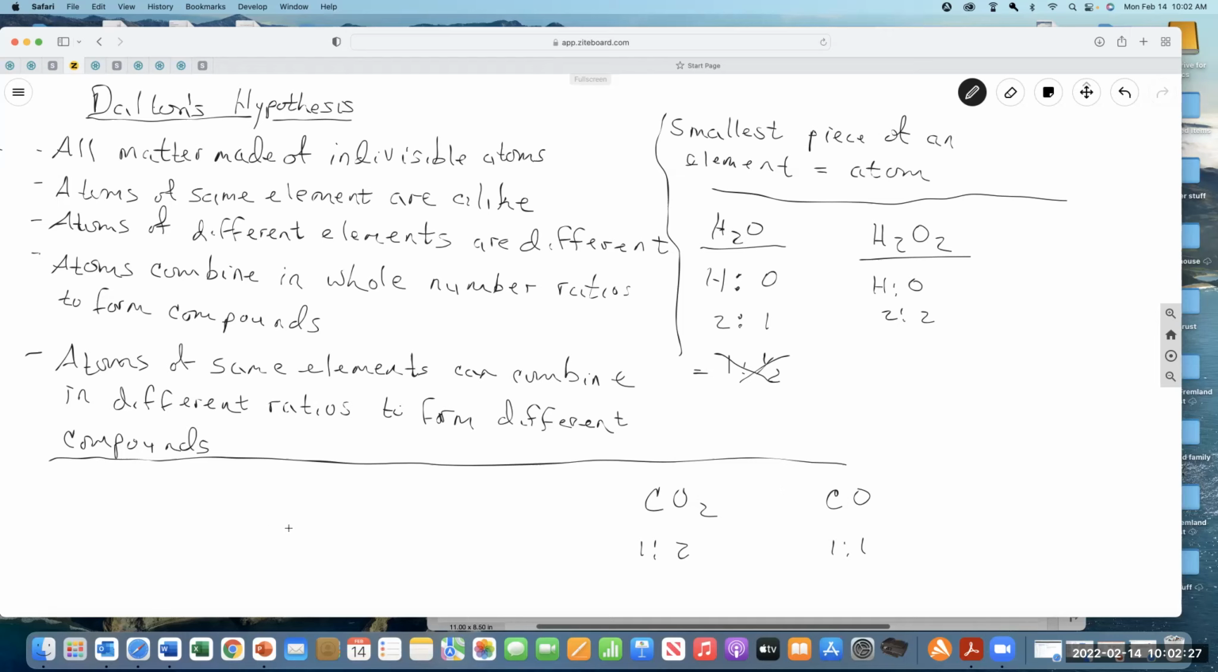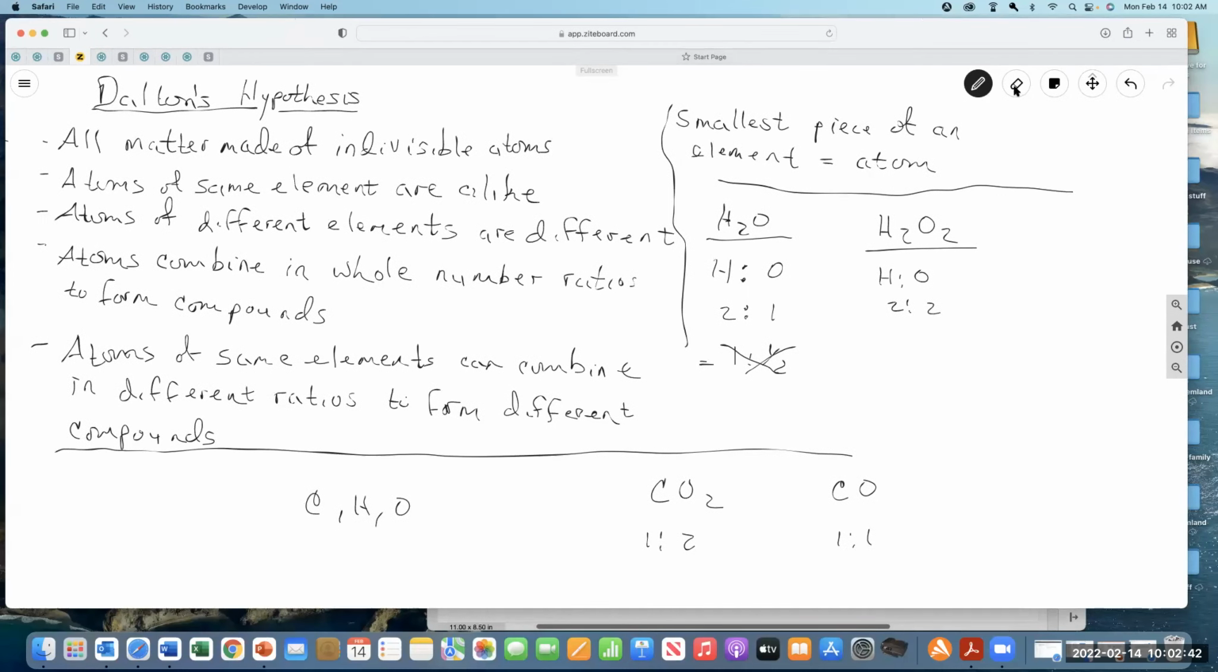Organic chemistry, just for fun, is carbon, hydrogen, and oxygen in a whole bunch of different ratios, and there's a huge number of different compounds in those ratios. All right, questions about Dalton's hypothesis? I'm going to clear the screen.